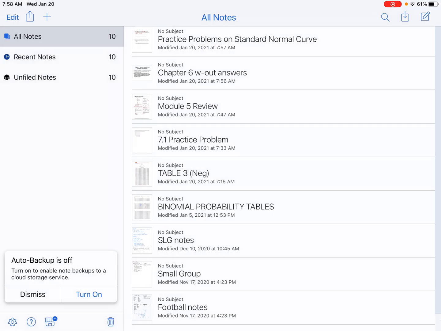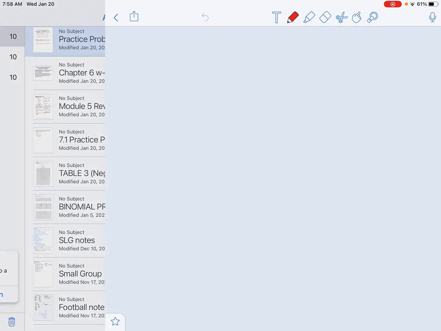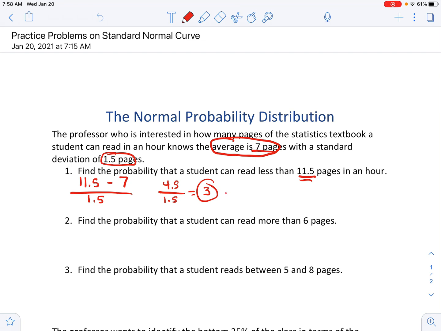So it was 99.87. So when we look at the probability, it's 0.9987. Or if you were to write this out as a percent, we move it over twice, that'd be 99.87% that a student can read less than 11.5 pages an hour.